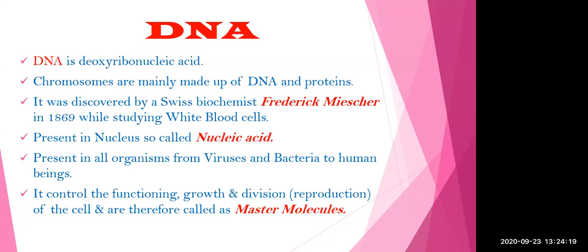Then this DNA is present in all the organisms, right from viruses, bacteria to plants, animals, human beings, in all the organisms. And the shape of the DNA is also the same in all the organisms. Then it controls, this is important, it controls the functioning, growth and division of the cell, and therefore they are called the master molecules, right? So all the functioning of the cell, the cell division, that is reproduction of the cell, the growth of the cell, everything is controlled by this DNA. So that is why these are called the master molecules which are present in the cell.